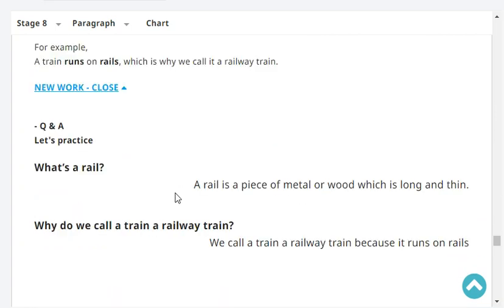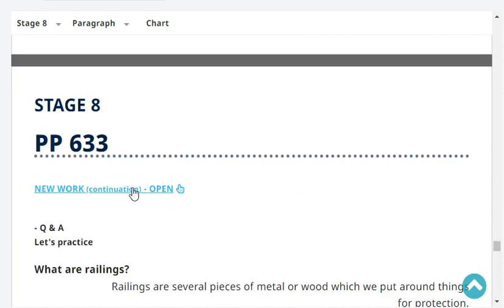Let's practice. What's a rail? A rail is a piece of metal or wood which is long and thin. Why do we call a train a railway train? We call a train a railway train because it runs on rails. Very good.